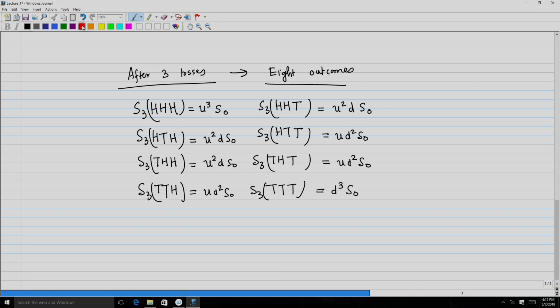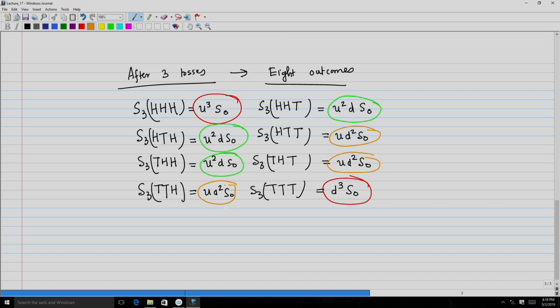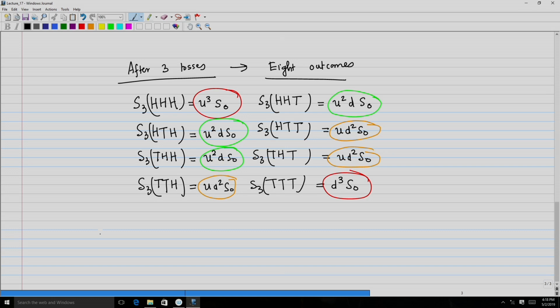So, you see that u cube S naught is one value, d cube S naught is another value, and u square d S naught has 3 cases, one here and one here. And similarly, there are 3 cases of u d square S naught. So, one I have here, one here and one value is here. So, we can put this in the form of a tree.